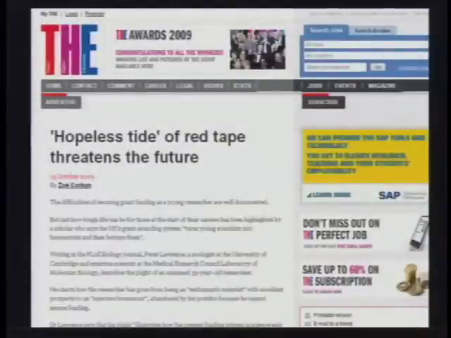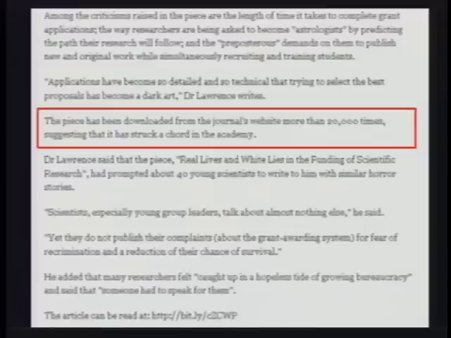So again, these are the screenshots. And this was actually an article from the Times Higher Education about that article. And they pulled out the fact, when they wrote this piece, that it was downloaded more than 20,000 times already, suggesting it has struck a chord in the academy. Putting the usage data like that on an article is extremely rare in the publishing world. So this is an interesting development. So that's Article-Level Metrics.